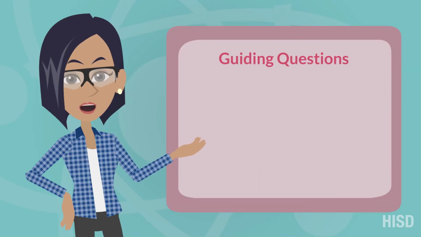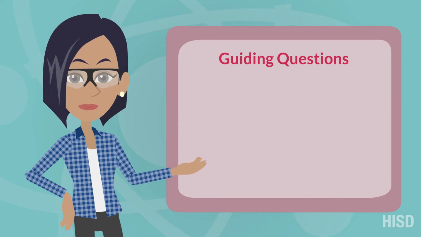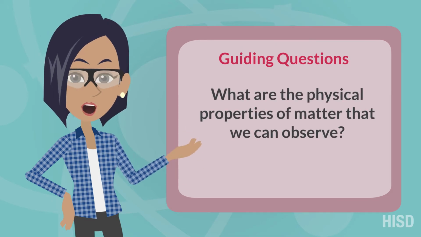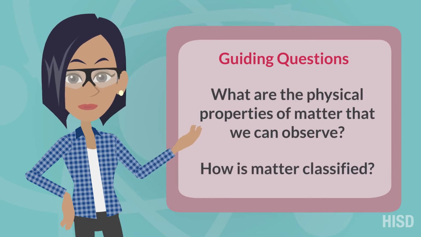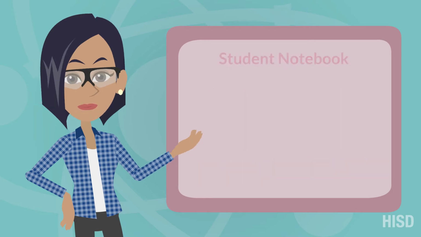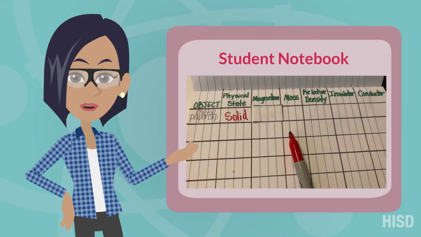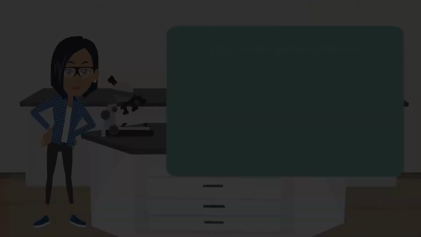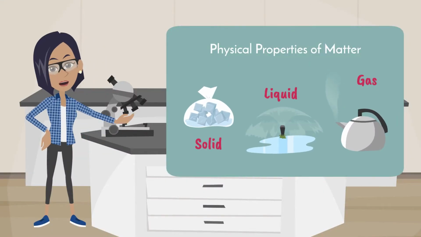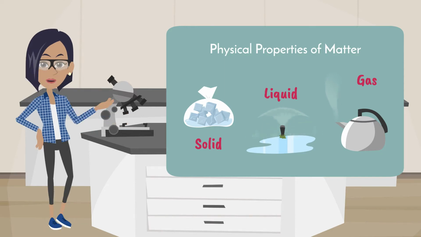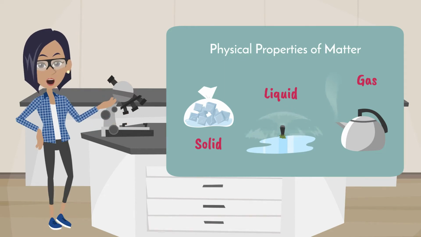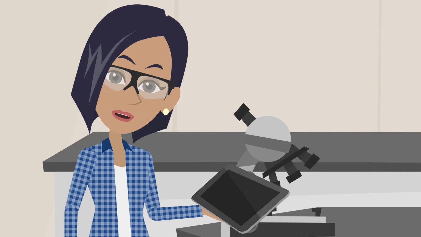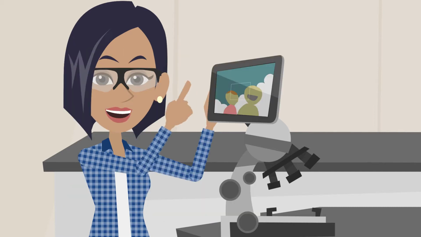Throughout our lesson, we'll focus on two guiding questions. What are the physical properties of matter that we can observe? And how is matter classified? We'll record our answers in our student notebook. Remember, matter can be in the form of liquids, solids, or gases. And when we look at an object, we can see many of its properties. Let's watch as the teacher development specialist takes us on our journey of discovery.